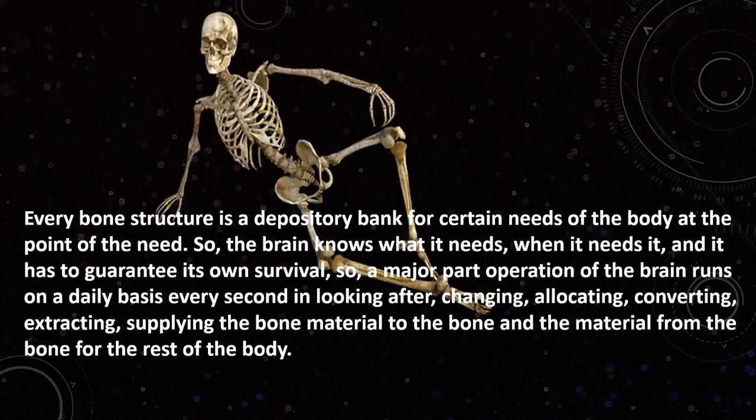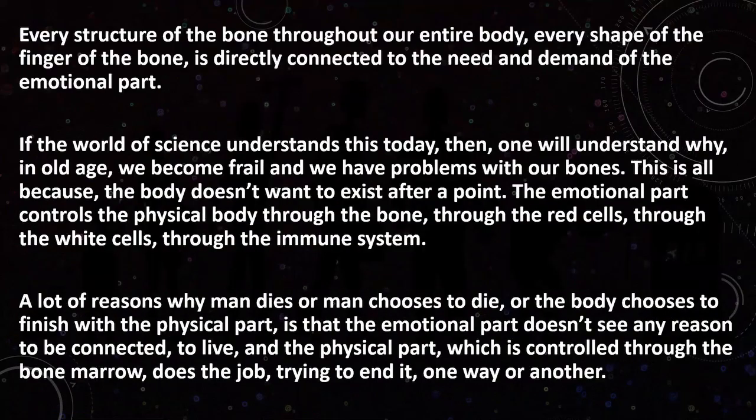Every bone structure is essentially a depository bank for the needs of the body, because the bone at a certain point in the body, whether it's the rib cage or your leg, is there to create the right magnetic gravitational field to attract the mineral, the energy that the body needs at that point, so it can deliver it to the body directly. So to reiterate, every structure of the bone, anywhere in the body, the shape, the finger in our bone, is all directly connected to and controlled by the emotional part of the brain.